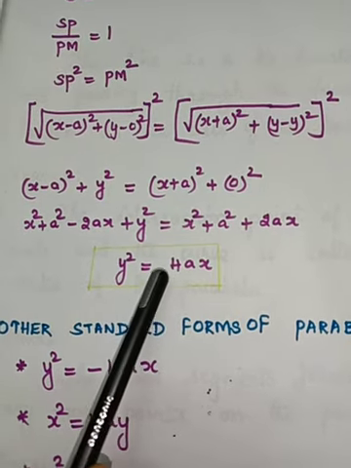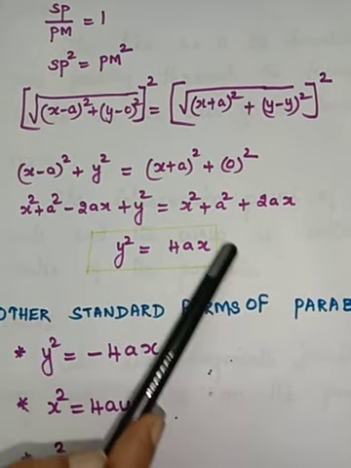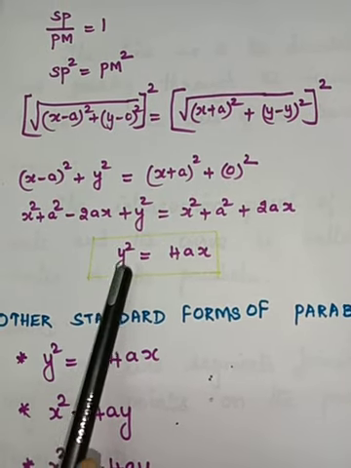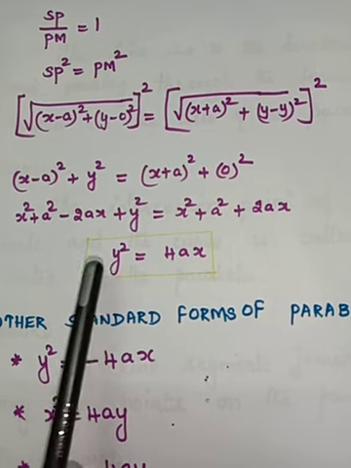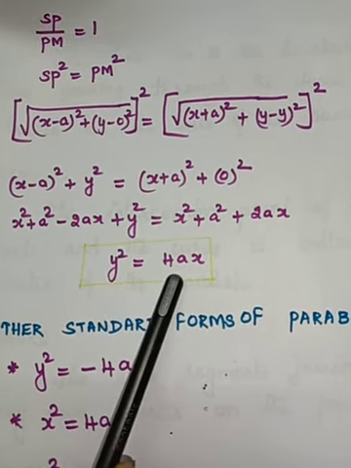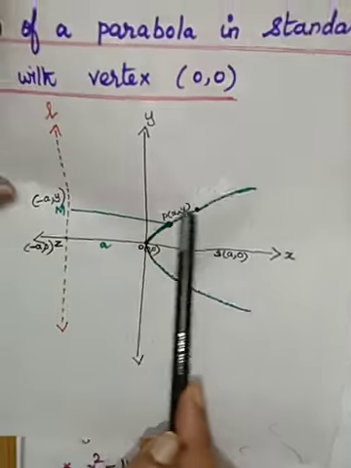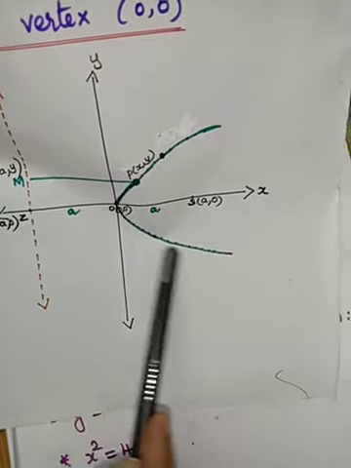So your answer: 2ax plus 2ax is equal to 4ax. This is the standard form of the parabola with the vertex (0, 0). So what is it? y squared is equal to 4ax. This is the equation of the parabola.